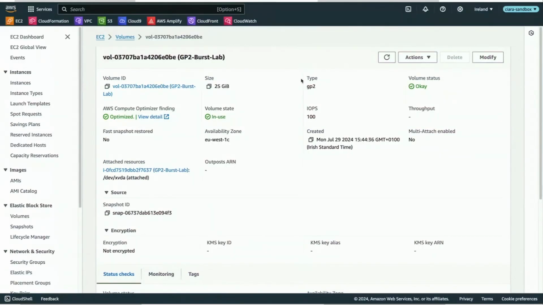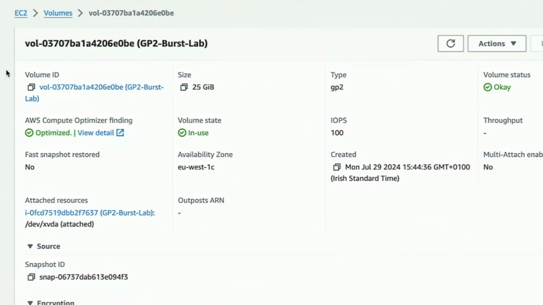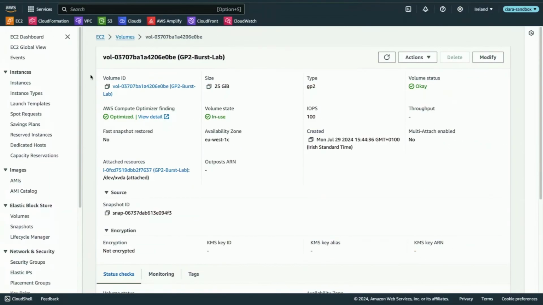So here we have our GP2 volume, and as you'll notice, it's from our CloudWatch lab. We've seen that this volume is 25 gigs in size, so it does have those burst credits. And as we've seen from the earlier episode with those CloudWatch metrics, that volume was actually hitting that 3000 limit, and it did sustain that for close to 30 minutes. So with this volume, we're regularly seeing that it's hitting that 3000 limit. So what we can do here is actually modify this volume.